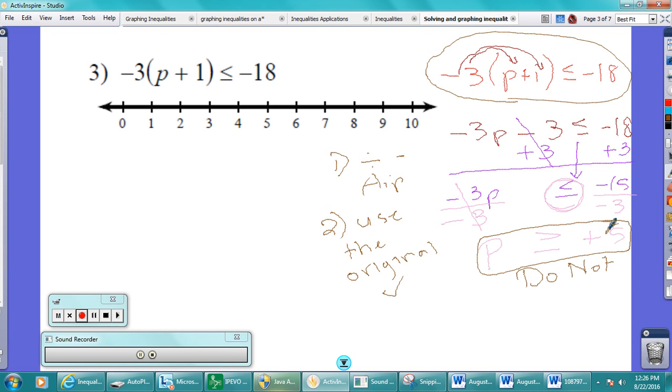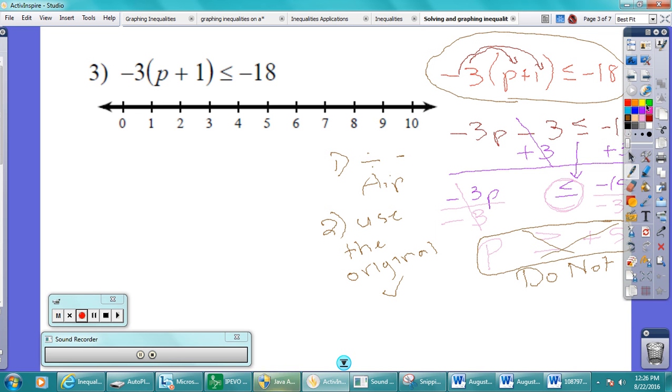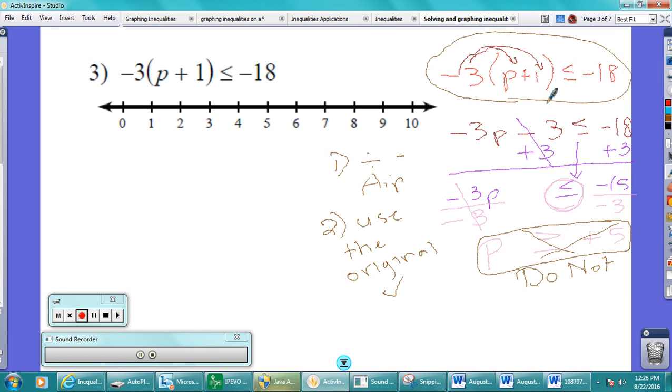Okay, you do not use this one. We go back up into the original. Okay, so if I'm going to use 0 up in here, well, first let's start by graphing. Let's find the 5. So we know we need to locate 5. We know we're going to have a solid bubble.